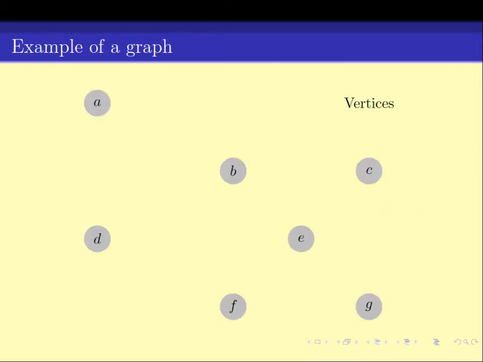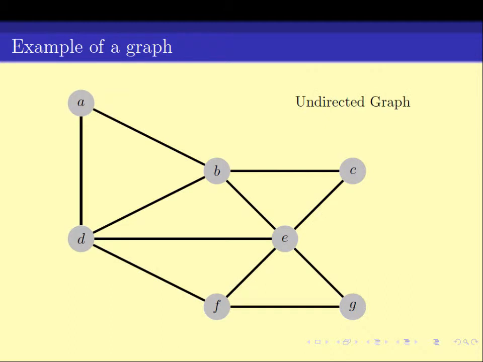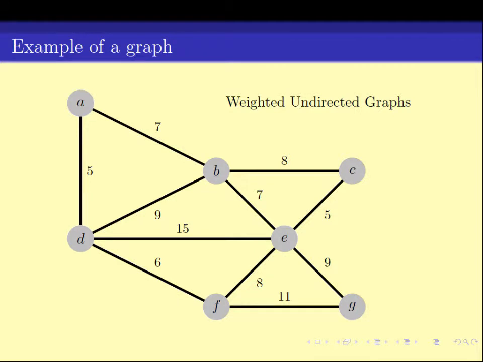So pictorially, we draw the graphs as these kinds of blobs representing the vertices A, B, C, D, E, F, G. The edges, which are basically pairs of vertices, are represented by lines drawn between those two corresponding vertices. So that means here A, D or D, A is an edge, whereas A, C is not an edge. So this is called an undirected graph. Of course, for our need, we might have weights on these edges, and then we have a weighted undirected graph.